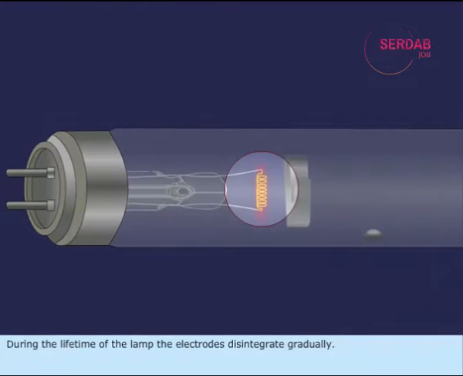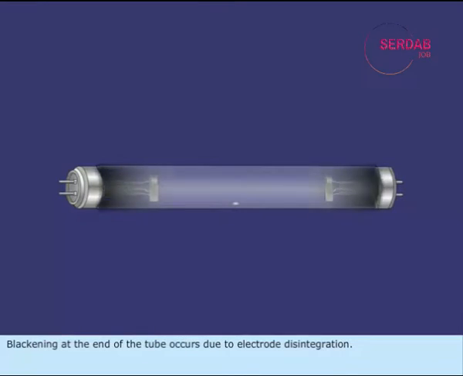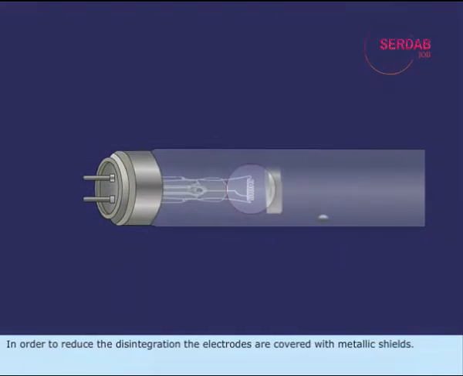During the lifetime of the lamp, the electrodes disintegrate gradually. Blackening at the end of the tube occurs due to electrode disintegration. In order to reduce the disintegration, the electrodes are covered with metallic shields.